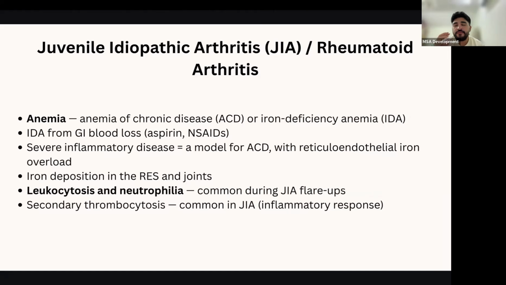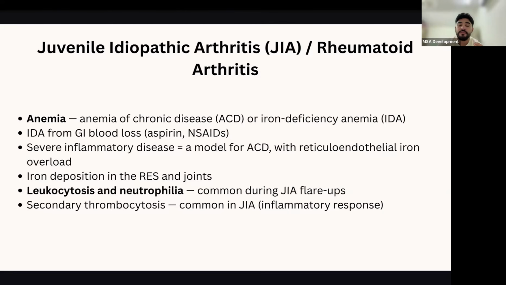Next up is juvenile idiopathic arthritis or rheumatoid arthritis. Here, this is a very classical scenario of ongoing inflammation that happens chronically. So it fits the anemia of chronic disease, right? So the patient could have anemia. That's one. Second of all, because they're having arthritis and joint pain, they're going to be on aspirin, they're going to be on NSAIDs, and they're going to abuse these medications day and night.